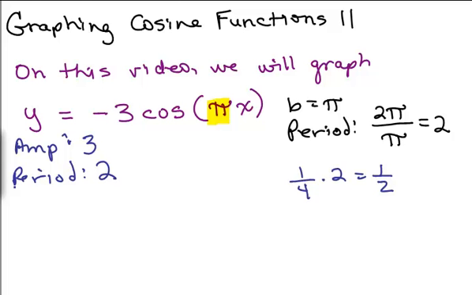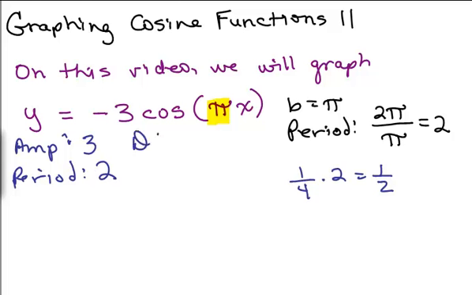Now where's our starting point? That's basically decided by the phase shift, and there is no phase shift because we don't have any number added or subtracted. And we also do not have a vertical shift because we don't have plus something at the end. So there's no vertical shift, there's no phase shift.